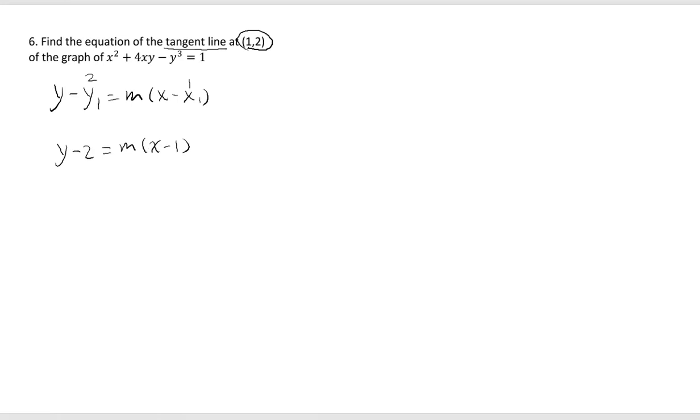So we have almost the solution. The answer is this. Well, not quite yet, because we don't know the value of m. So right now, the only question is, what is the value of m? And we know that the value of m is given by y prime. We need to know the value of y prime when x is 1 and y is 2. That's why we want to use implicit differentiation. So let's go ahead and use implicit differentiation.